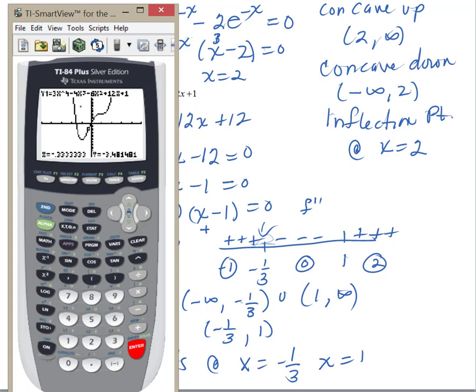So what we've got here, we said our function's concave up from negative infinity up through negative 1/3. We have a change in concavity, or an inflection point, at negative 1/3, and from negative 1/3 to 1, we're concave down. That's why we have a negative. And from 1 to infinity, the function is concave up. So the graph confirms our analytical work.